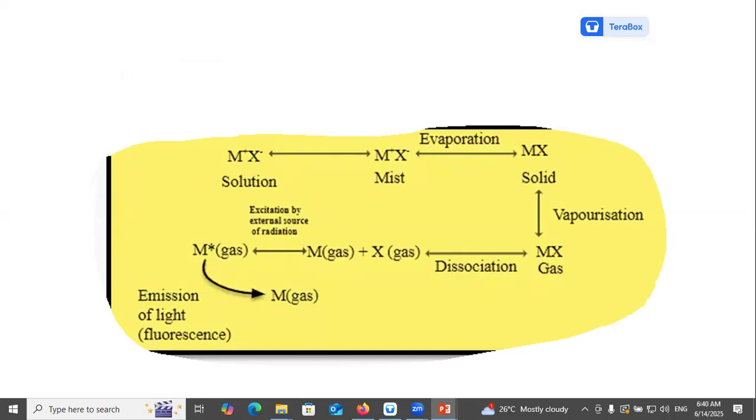Solution mist, evaporation, solid, vaporization, dissociation, and excited by an external source, emission of light.